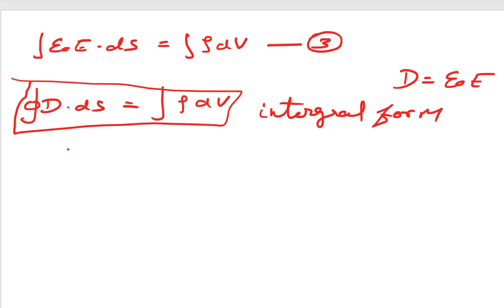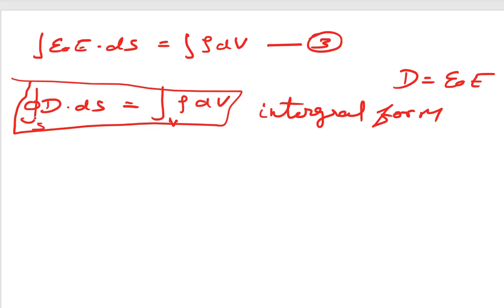From this we can continue and derive in differential form. Now if you see here, the left hand side is a surface integral, and the right hand side is a volume integral. Now I want to convert both sides into any one of the integrals. So we'll convert this surface integral into a volume integral by applying Gauss divergence theorem.